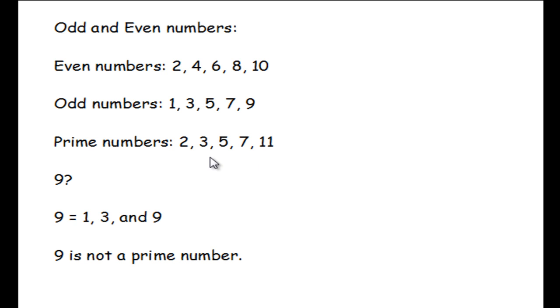What are prime numbers? Prime numbers are those numbers which have only two factors, either one or they themselves, like 2, 3, 5, 7, 11, and so on.